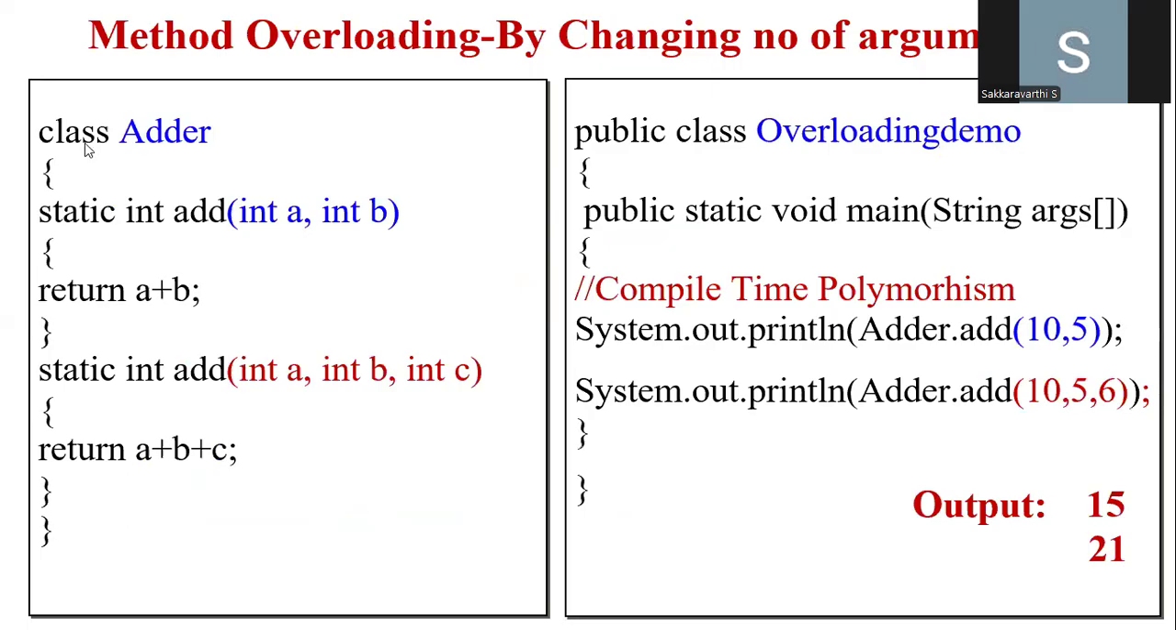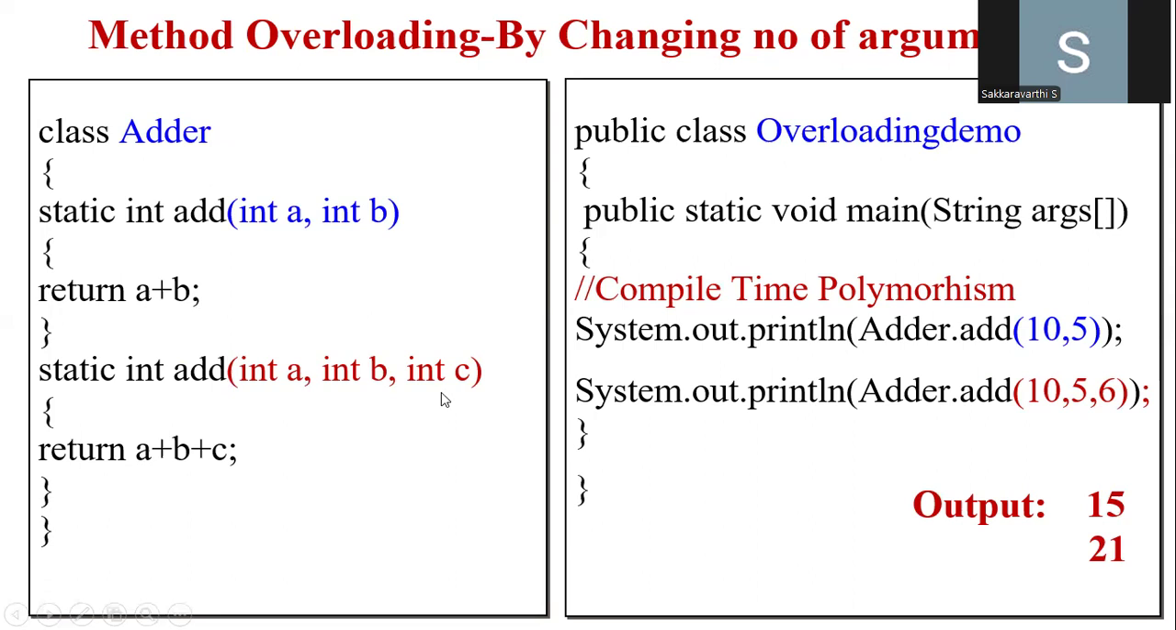Here, the class name is Adder, and we have a static int add of int a, comma, b. It's a static method which contains the method definition return a plus b, and another method with the same name, static int add, but with a different number of parameters, that is int a, int b, int c. So here the add method is the same and is available in the class Adder, but they differ in their number of arguments. Here the number of arguments is 2, whereas in the second add method, the number of arguments is 3.